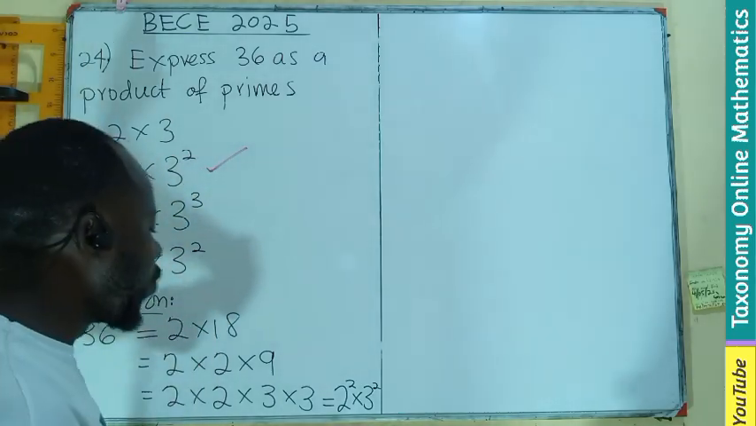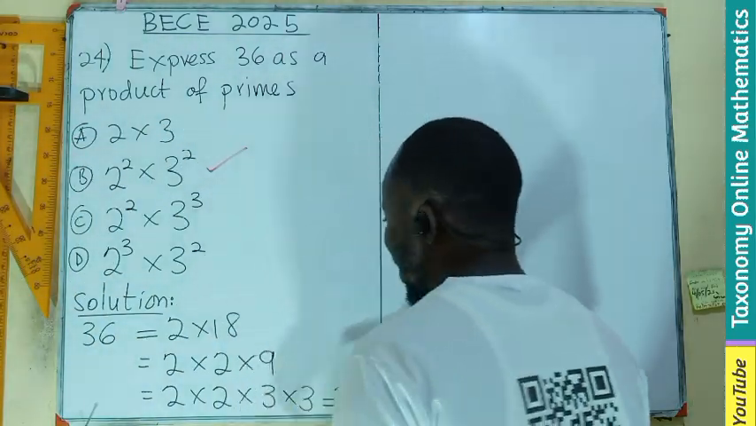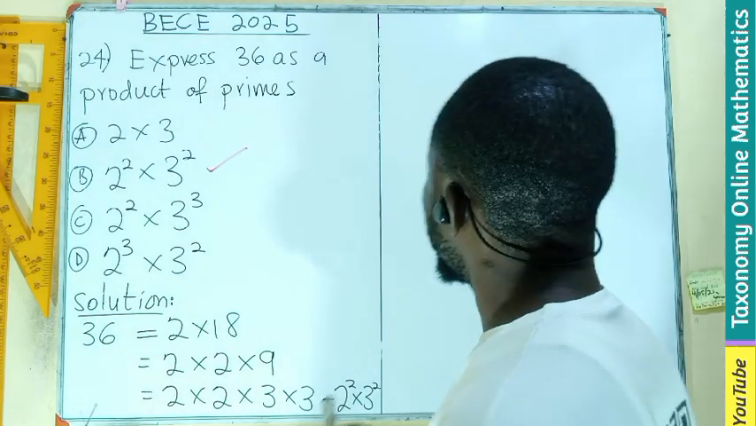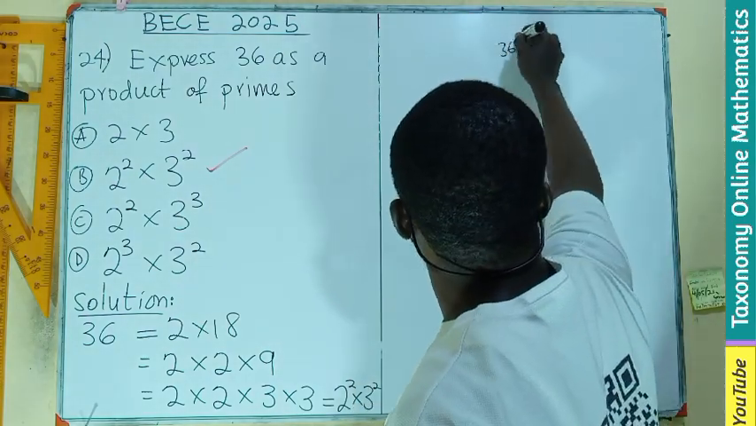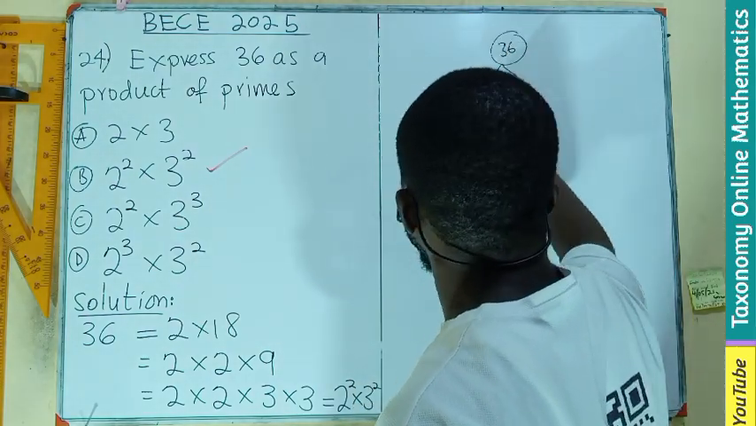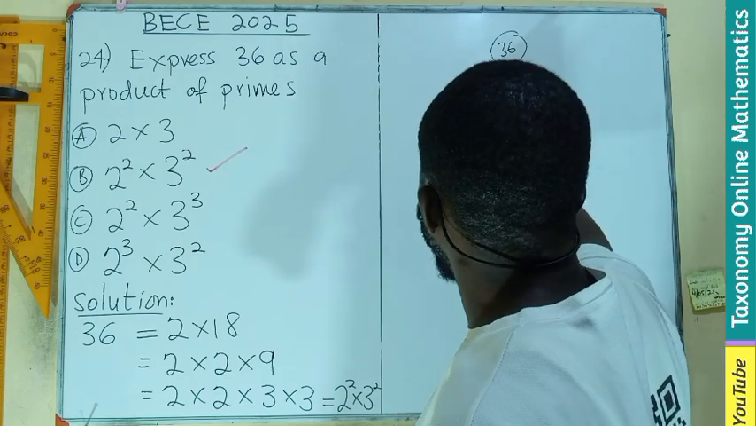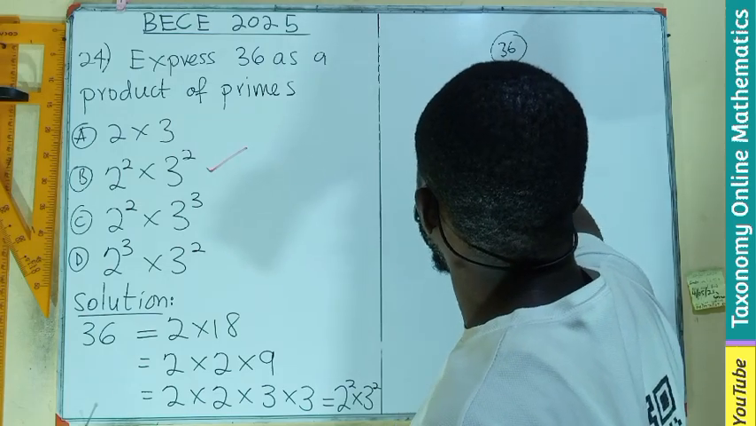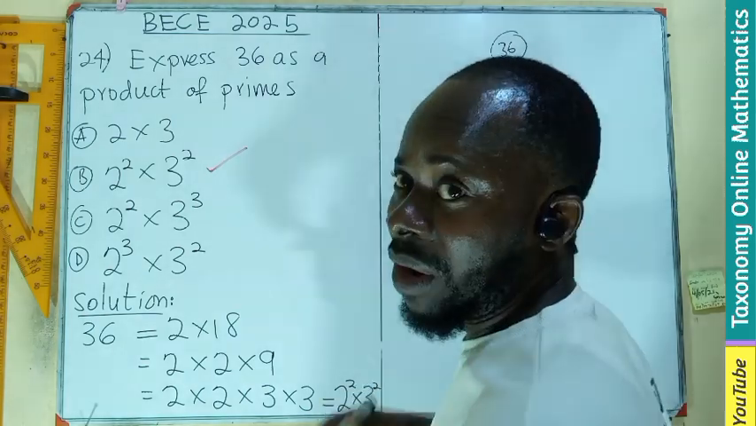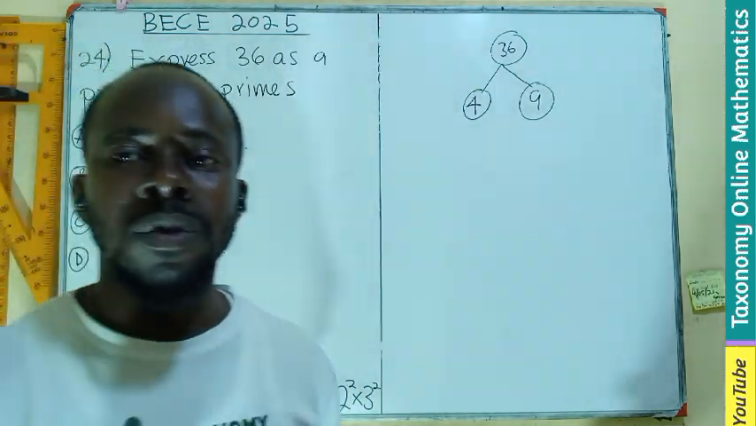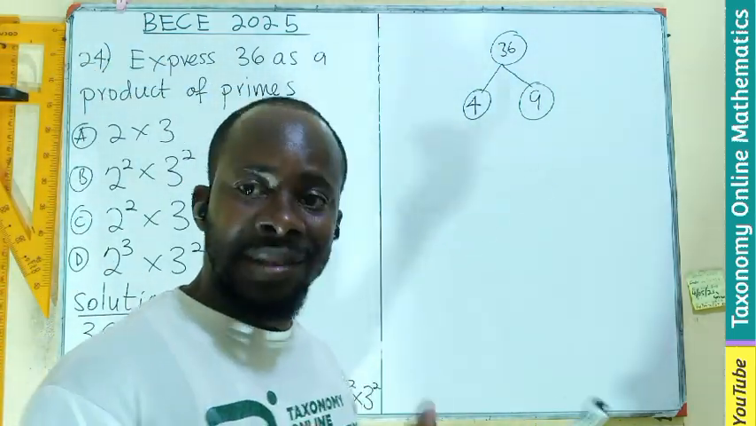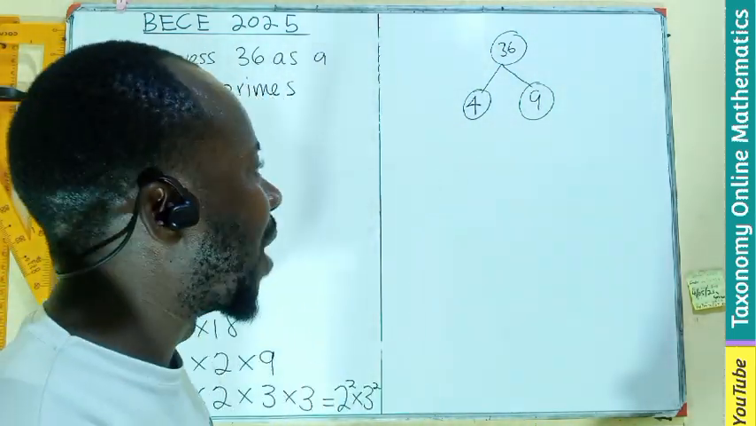B. But if you want to use the factor tree, it's the same concept. This is going to be 36, having 2 arms. We can also make the arms 4 times 9. It depends on the factors you want to use. You can use 2 and 18, 6 times 6, any of the factors that you have.